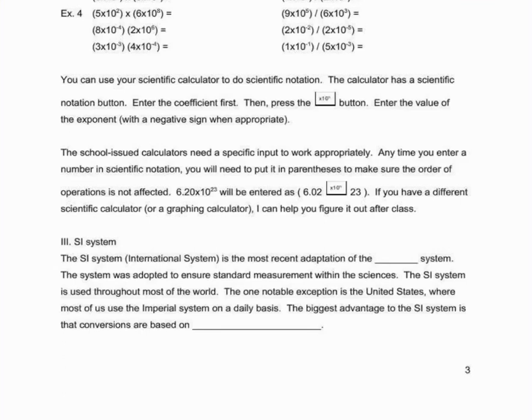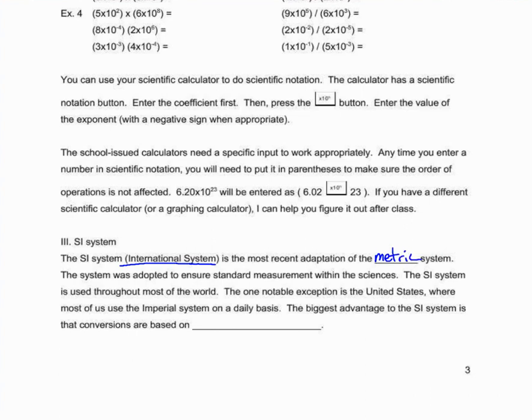All right, class, this is Unit 2. This is the third video. We're starting at the bottom of page 3, and we're going to discuss the SI system. So the SI system, or the International System, is the most recent adaptation of what we call in the United States the metric system.